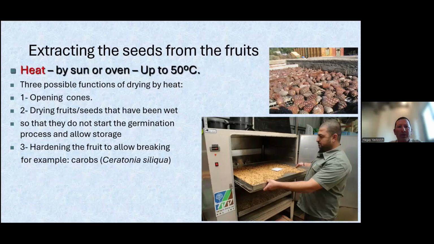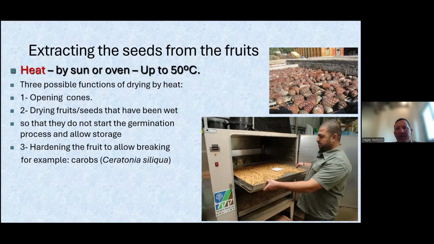If we talk about heat, the first way of separating two materials, here we talk about the seeds from the fruit, we can use the heat. If you use heat on cones, the heat will open the cones, and then you can just shake the cones, and all the seeds will go out. You can use the heat to dry fruit if the fruit are wet.